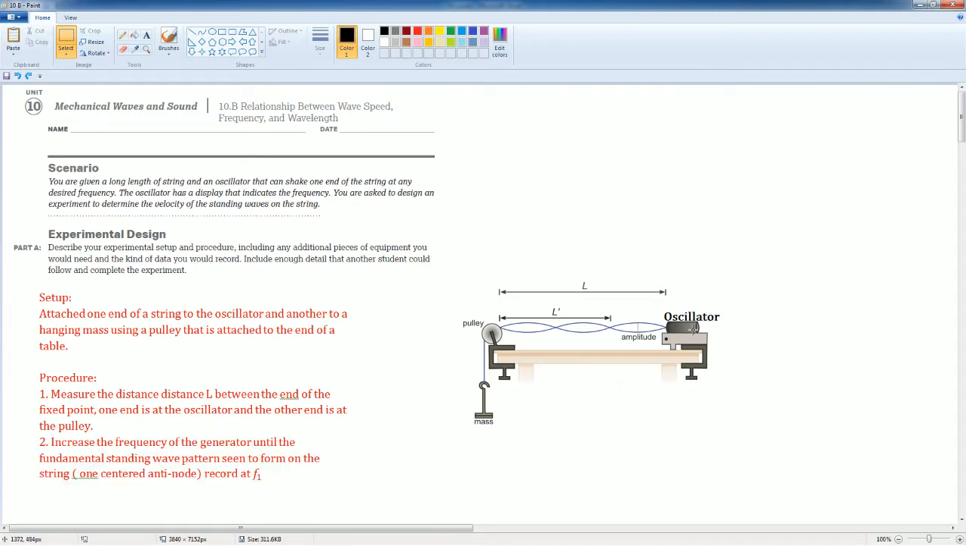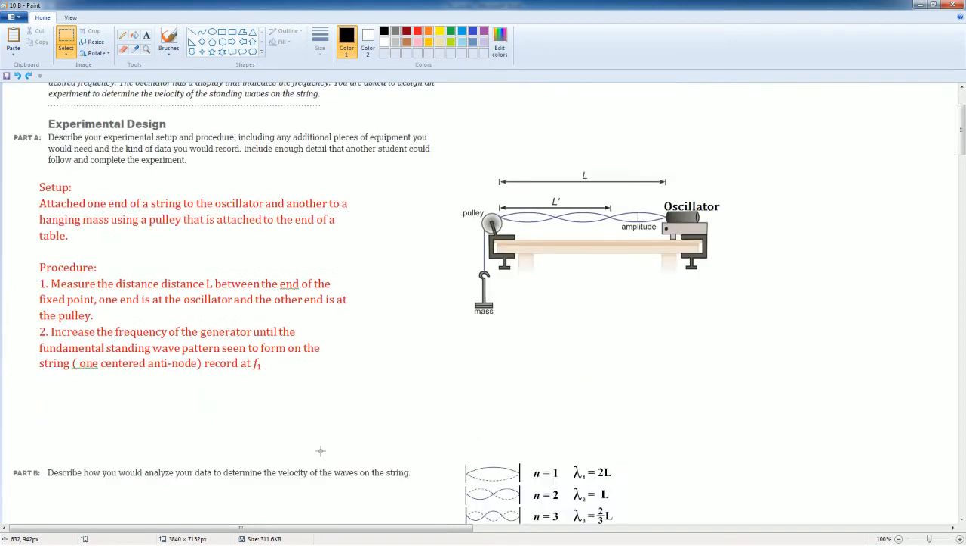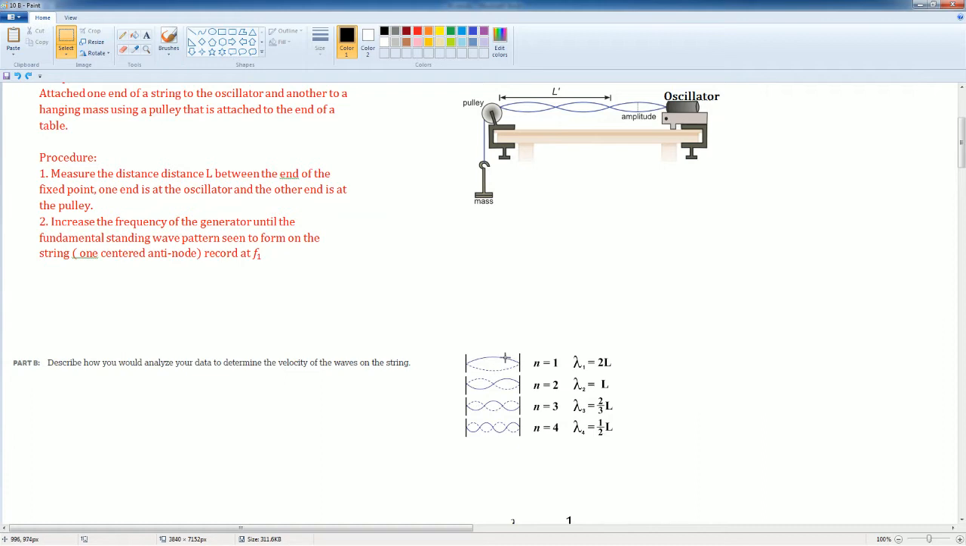Then you're going to increase the frequency on the oscillator until a standing wave pattern is seen to form on the string. This is the first one, which is called the first harmonic. You can record it as F1. This is centered at one antinode. It should look something like this, when n equals 1.